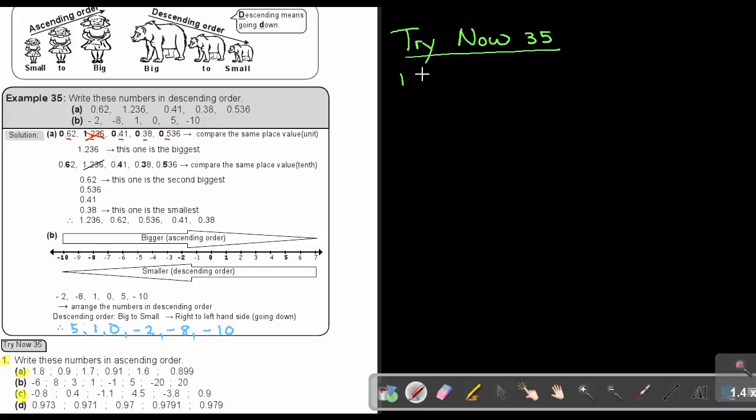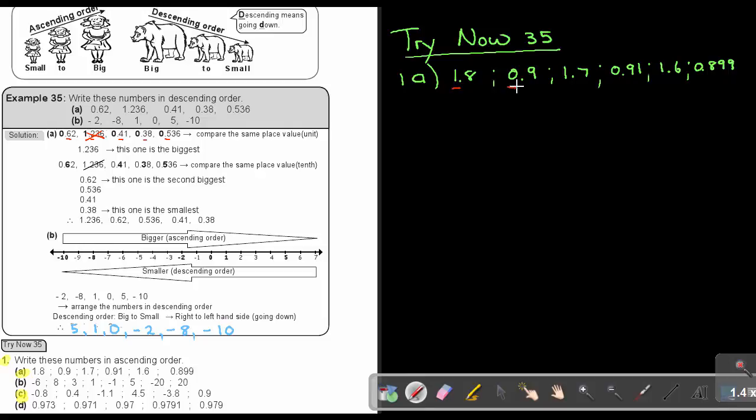Okay, let's start with the first one, number 1A. Write these numbers in ascending order. That will be from the smallest to the biggest. Okay, let's just first write down the numbers. So it's 1.8, 0.9, 1.7, 0.91, 1.6, and 0.899. Okay, let's start. Let's compare the same position.